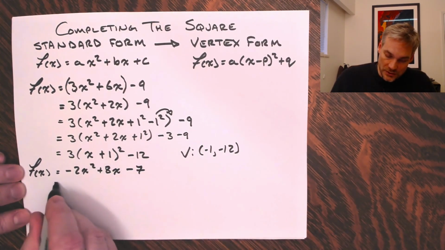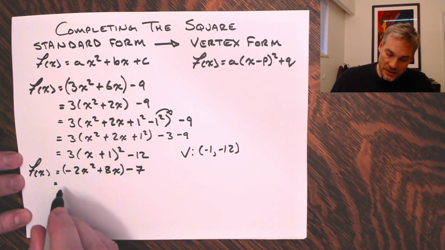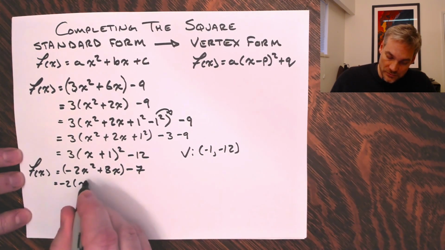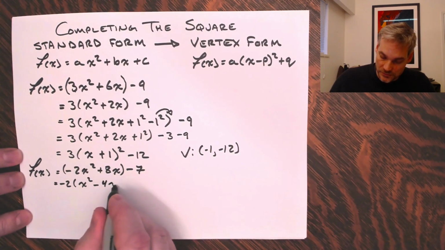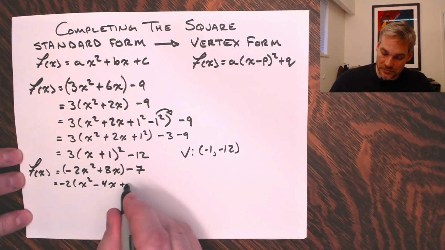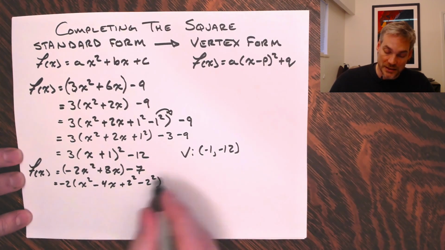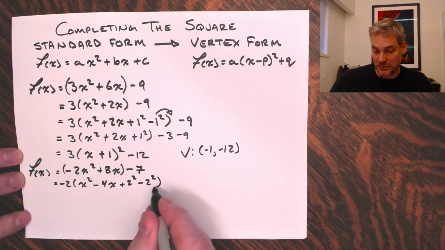Okay, so I'm going to do this a little bit quicker. We're going to group the front, factor out the 2. The sign changes because I took a negative 2 out. Now I want to take half of this number and square it, and then I'm going to subtract it. I'm going to take half the number, square it, but I'm also going to subtract the same value.